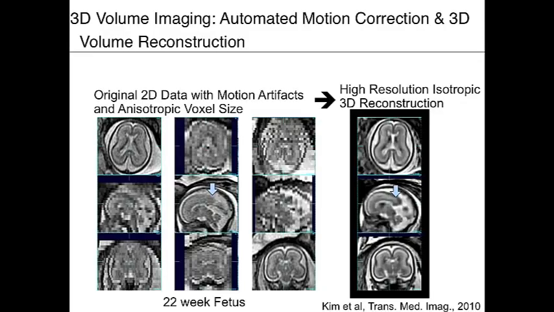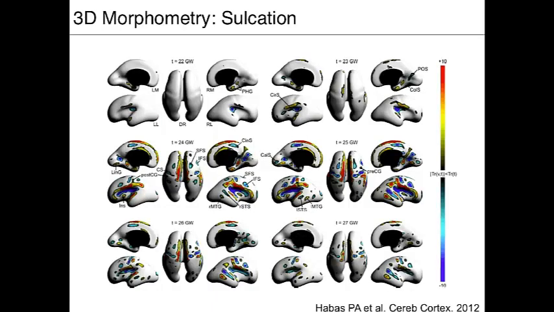You can also take the two-dimensional images that we obtained from fetal MRI and reconstruct them after the images are acquired to obtain higher resolution three-dimensional images. And from that you can model the surface of the fetal brain and look at the formation of areas of curvature on the surface of the brain. And actually with this technique you can see normal hemispheric asymmetries in the formation of the sulci.